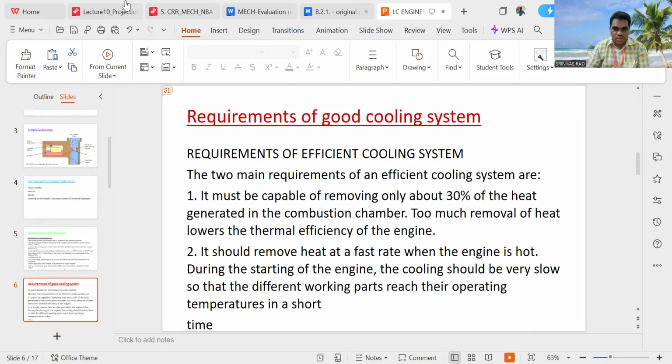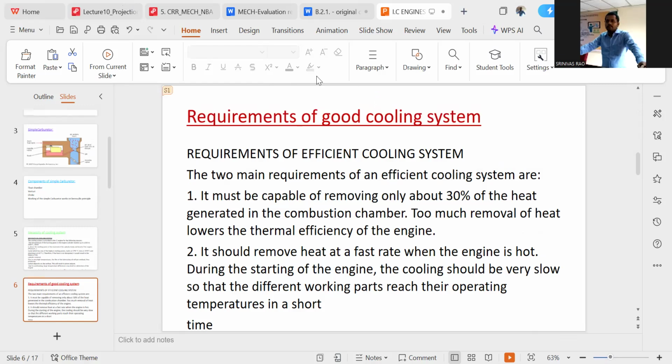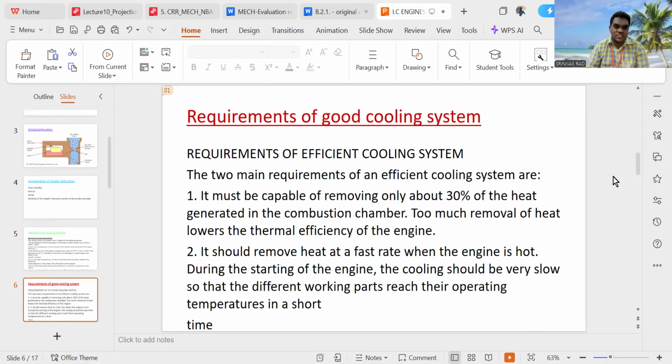See here, first one, it must be capable of removing only about 30% of the heat generated in the combustion chamber. Why am I saying 30%? If it is more than 30%, it may definitely affect engine performance. Whatever method we use to remove the excess heat liberated in the combustion chamber needs to remove only 30% of the heat. Too much removal of heat lowers the thermal efficiency of the engine, as we all know.